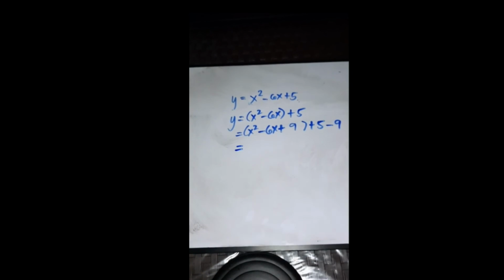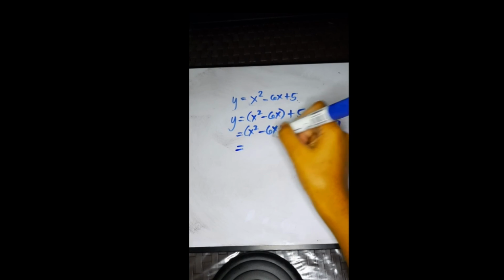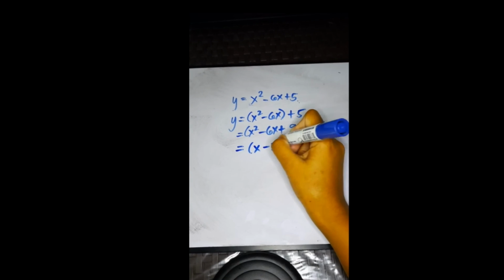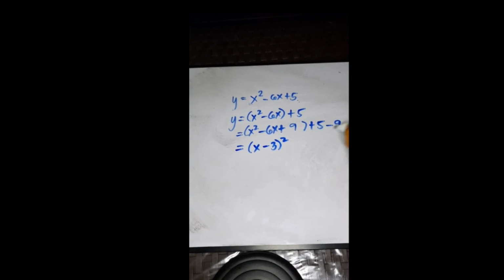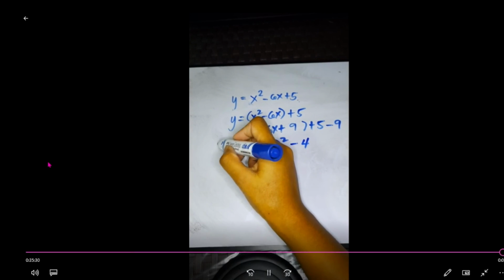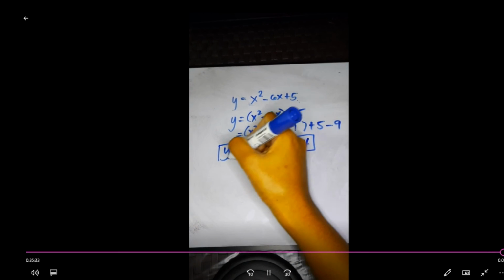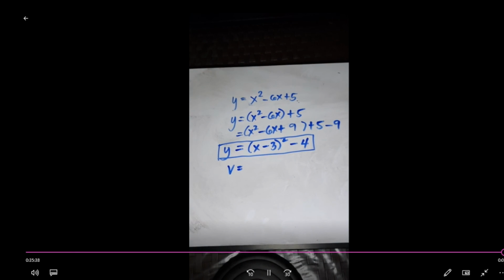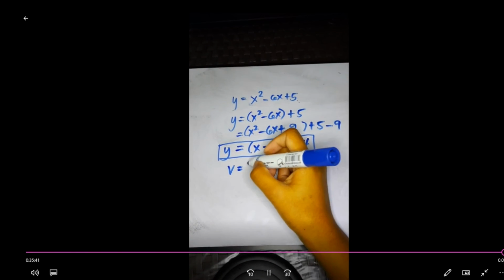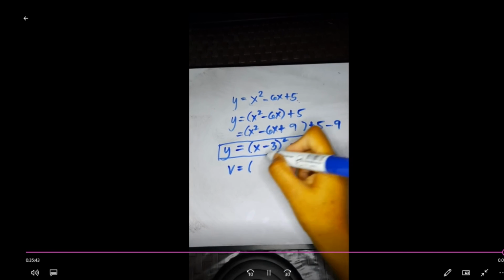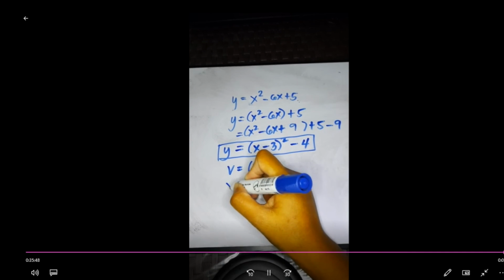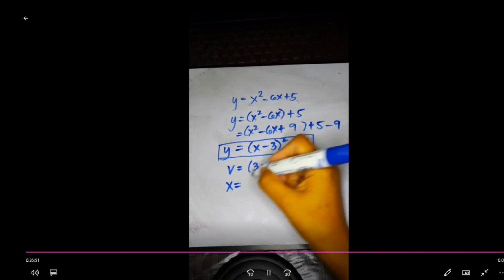So, therefore, we are going to turn this into a square of a binomial. So, we have x minus 3 squared. Then, simplify this. We have minus 4. So, therefore, we already have the vertex form. So, therefore, the vertex is, yes, it has a coordinate of positive 3, negative 4. And the equation of the axis of symmetry is x equals 3.